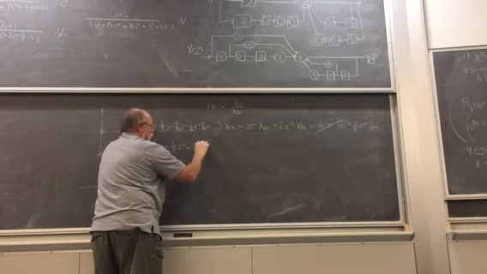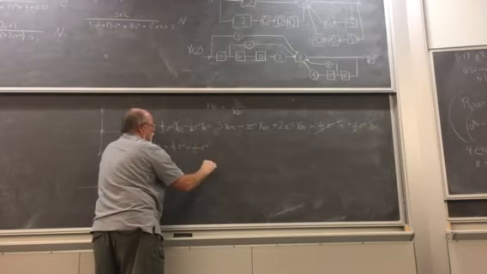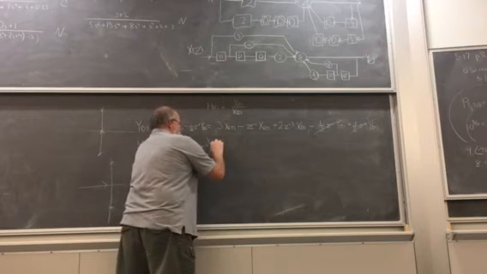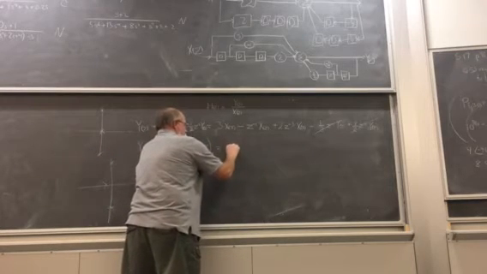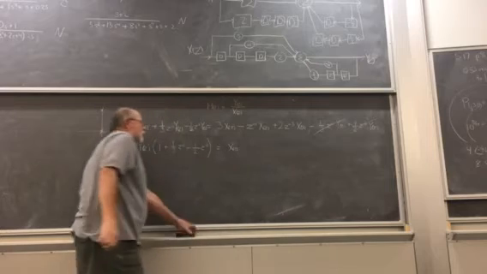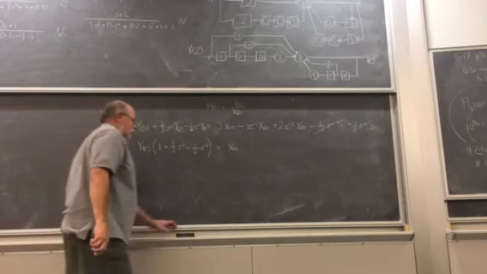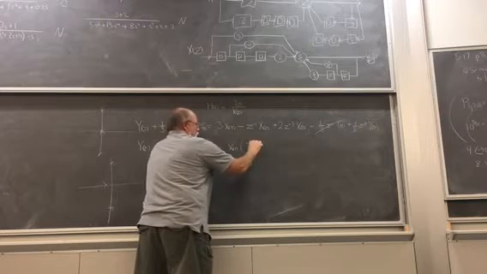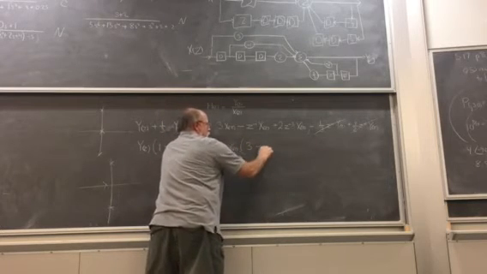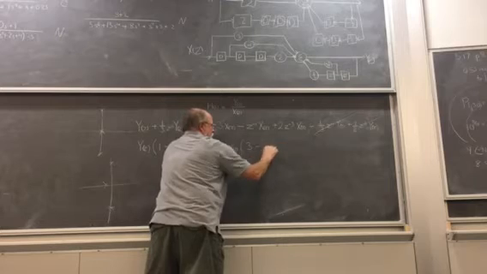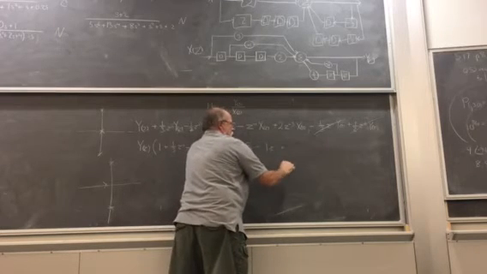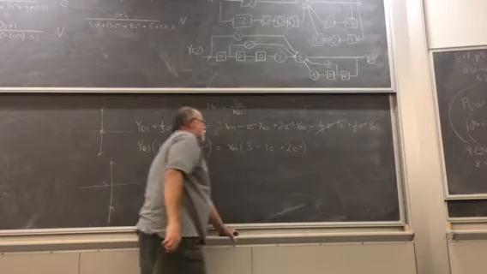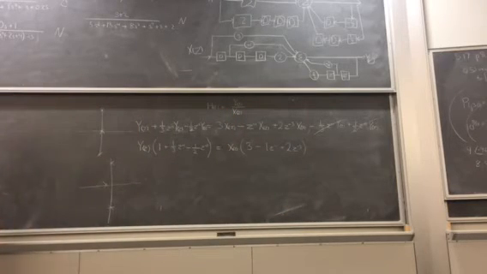So I factor out the y of z on this side. If I factor out the x of z, what do I get? First term is 3 minus 1. Next.